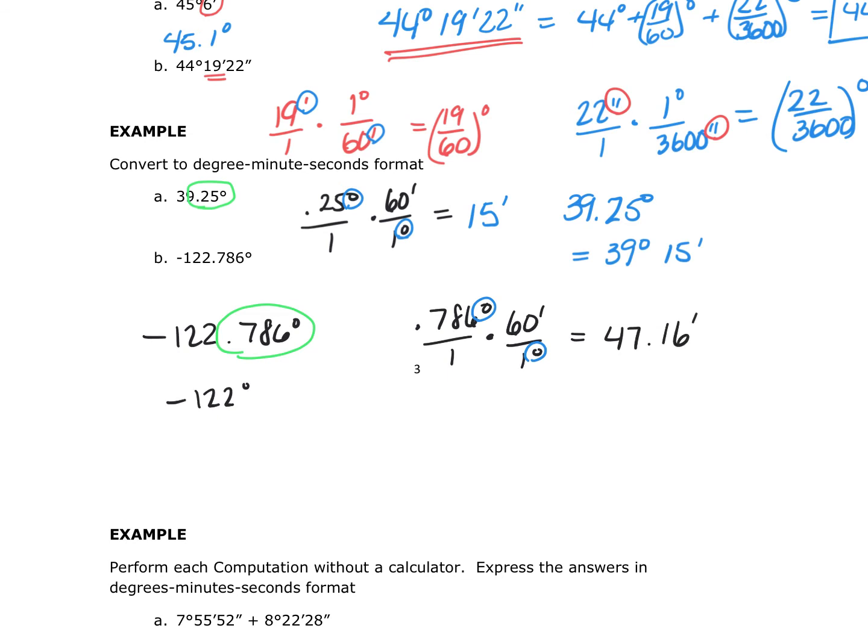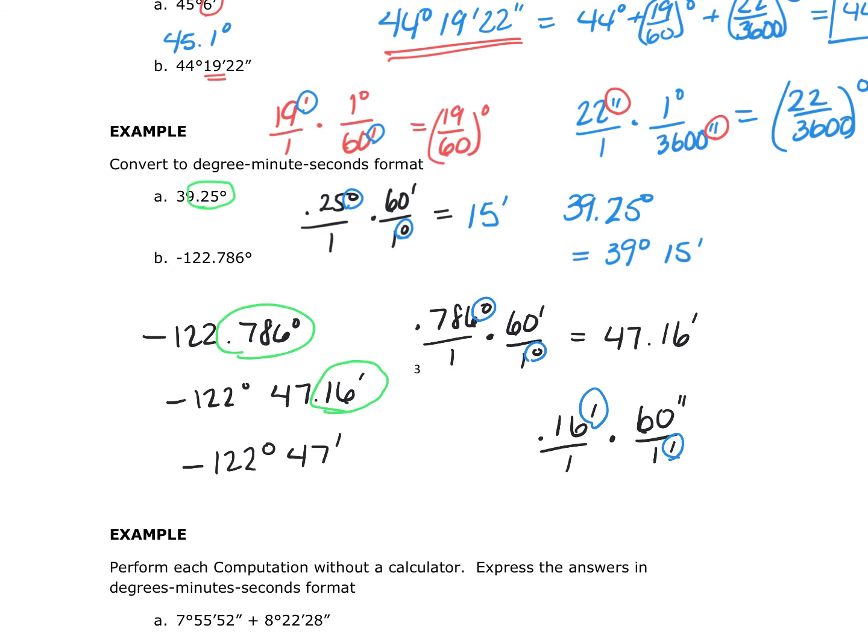47.16 minutes. But because I still have a decimal here, I am going to do another conversion. And I'm going to do this until I don't have a decimal or until I need to round to my second mark. So I have a negative 122 degrees, 47 minutes. I'm going to come over here and do 0.16 minute over 1. And now my unity fraction is 60 seconds over 1 minute.